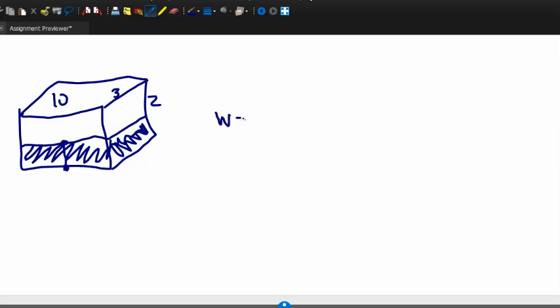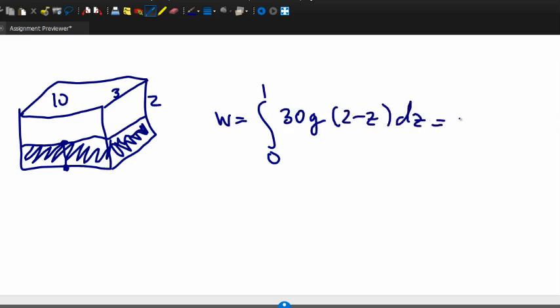So in this case, the work needed will be the integral from 0 to 1 of the same expression, which was 30g (2 minus z) dz. And here this will be 30g times, when I integrate this expression, 2 minus 1 half, which is 3 halves, right? Which will be 90 over 2 g, which is 45g.